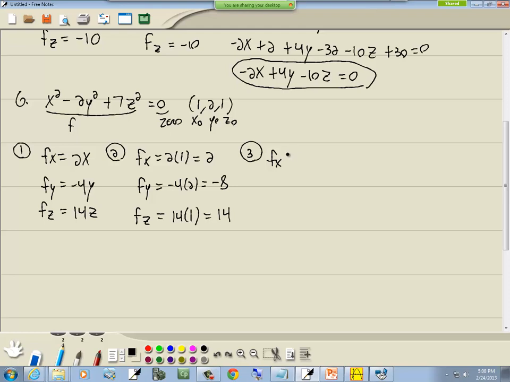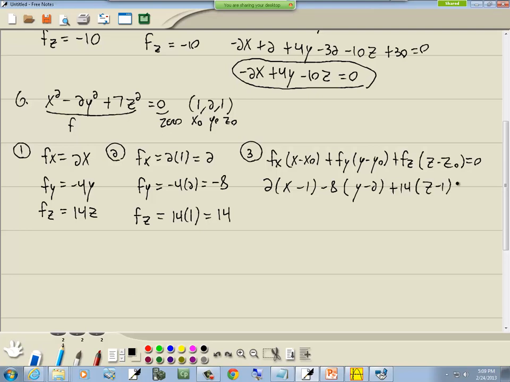Partial of f with respect to x times x minus x naught plus partial with respect to y times y minus y naught plus partial with respect to z times z minus z naught equals 0. This is 2 times x minus 1, or minus 8, and then y minus 2, and then plus 14 and z minus 1 equal to 0. So that gives us 2x minus 2 minus 8y plus 16 plus 14z minus 14 equal to 0.